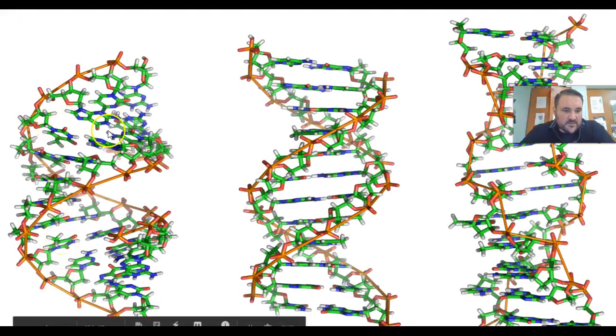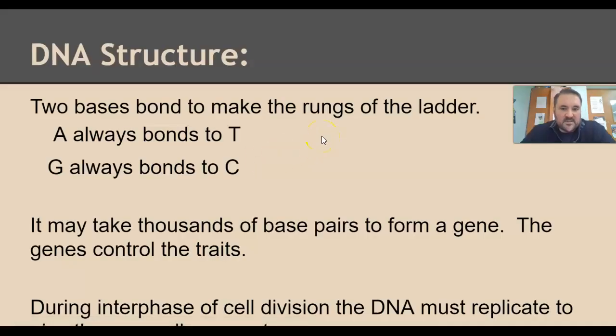This is a computer-generated picture of a close-up of DNA. The rungs are the side of the helix. Helix actually means spiral, and then your internal rungs are these nitrogen bases. The two bases always bond to make the rungs of a ladder. A always bonds with T and G to C. A good way to remember that: all tigers can growl. All is A, tigers is T, can is C, and growl is G. It takes thousands and thousands of these base pairs to make up a gene. We actually have 6 billion base pairs in one cell.